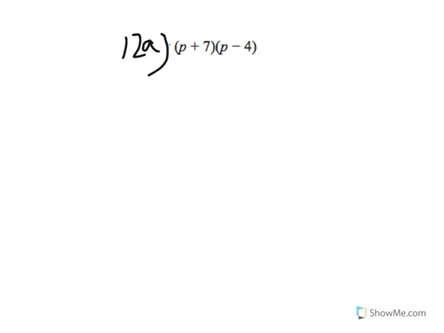Okay, well, question 12a is really simple. You're just being asked to expand these brackets. Now I hope you remember your expansion laws. You multiply each term by each other term. So it's kind of like this, right? So what's p times p?